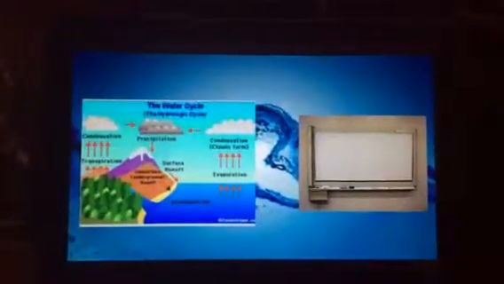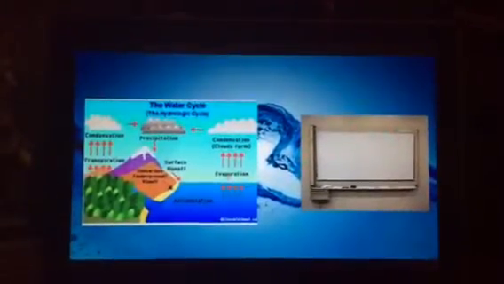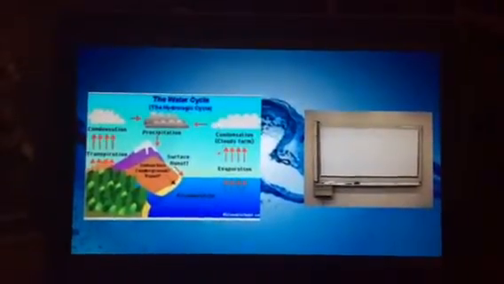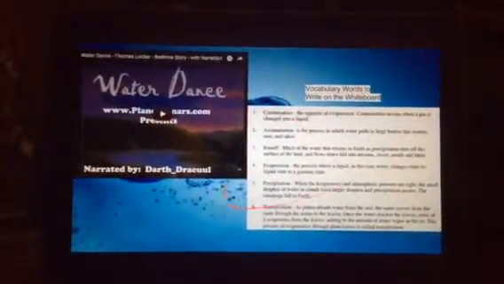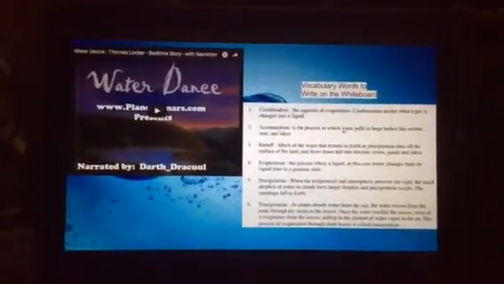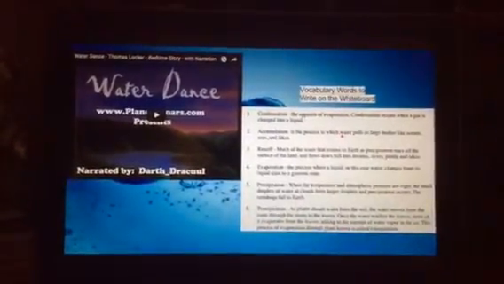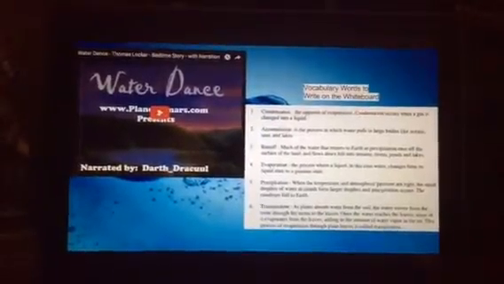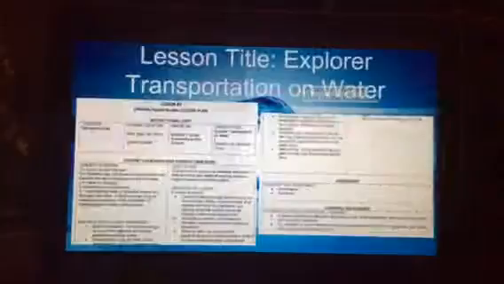Here's my whiteboard. There's my diagram, which we'll go over in my intro about the water cycle and the different parts of it. Then I would write on the whiteboard the vocabulary words that are listed here, and we would have a discussion. Then I would present the book, The Water Dance, so they could get a visual.